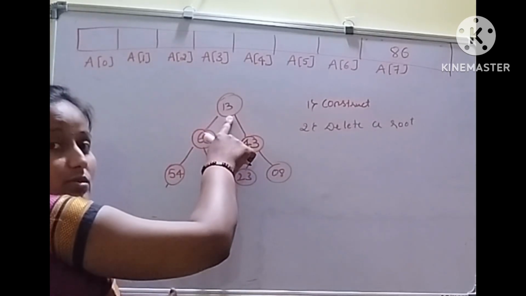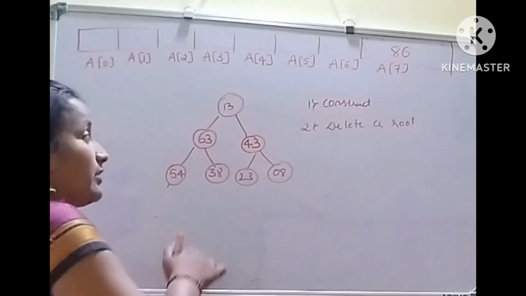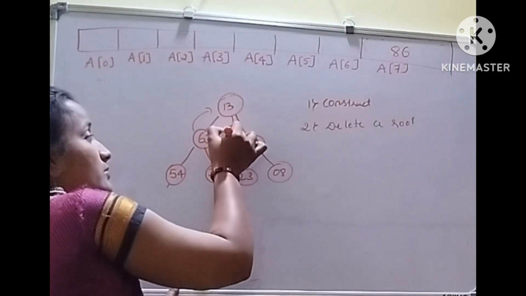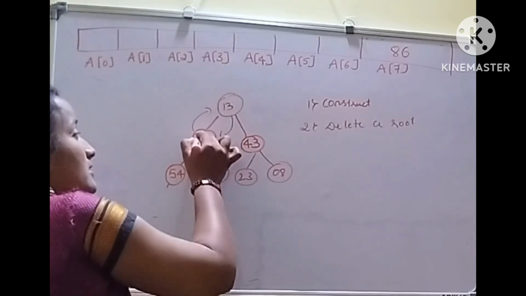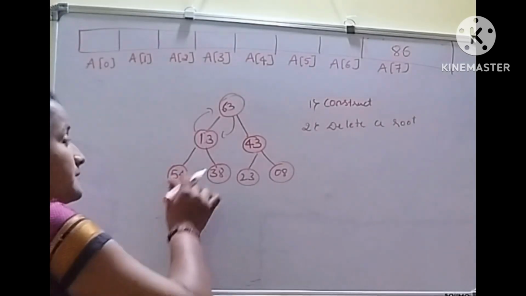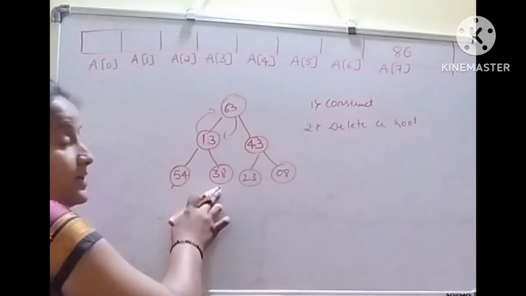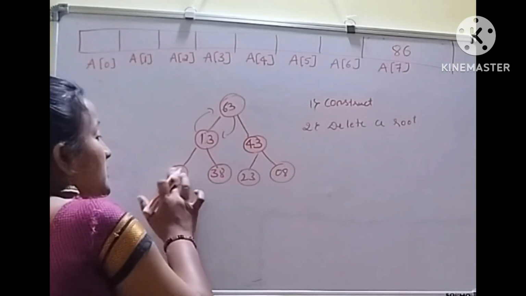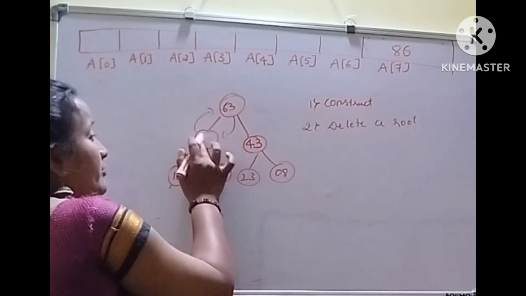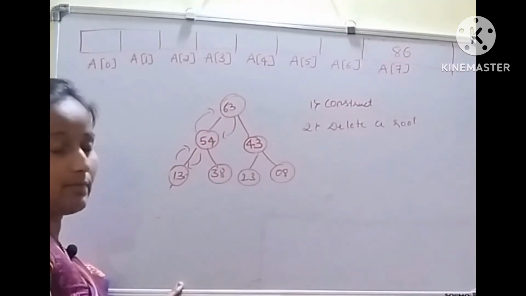Check it, the parent node is 13, child nodes are these. The rule is not accepted. What we have to do is just swap the elements. This will go here and this will come here. 13 will come here and 63 will go here. Next check this rule also. These are the two child nodes of this parent node. 13 will come here and 54 will go here. They will exchange the values.